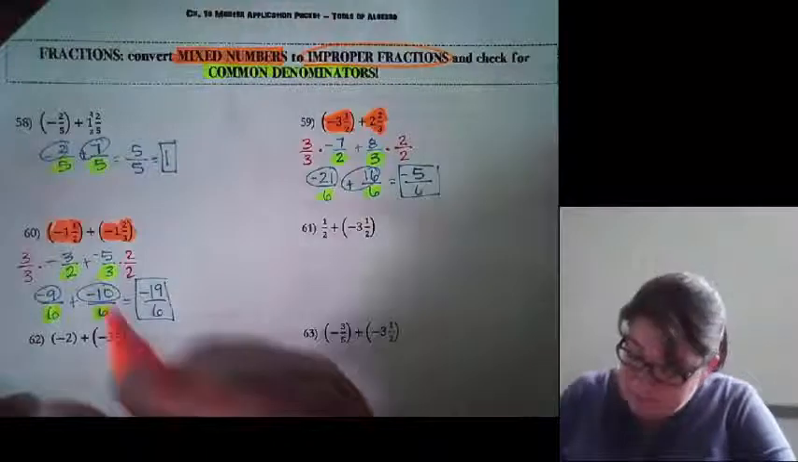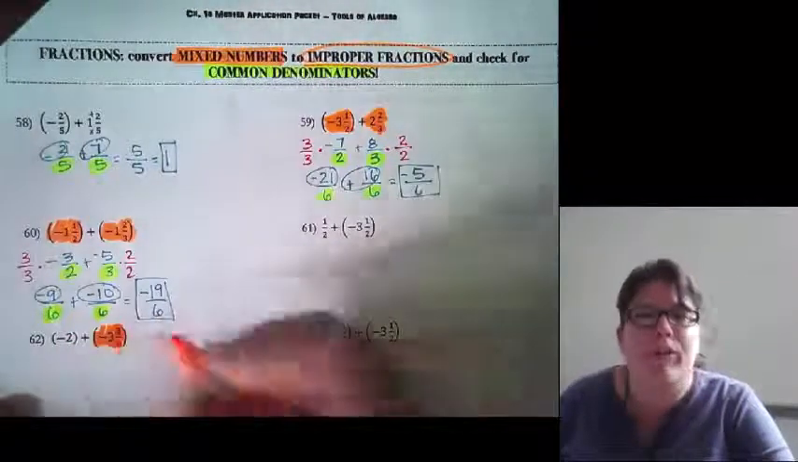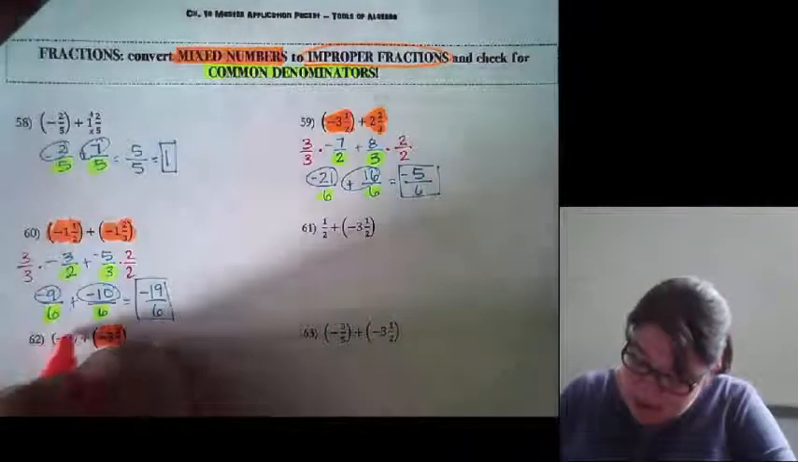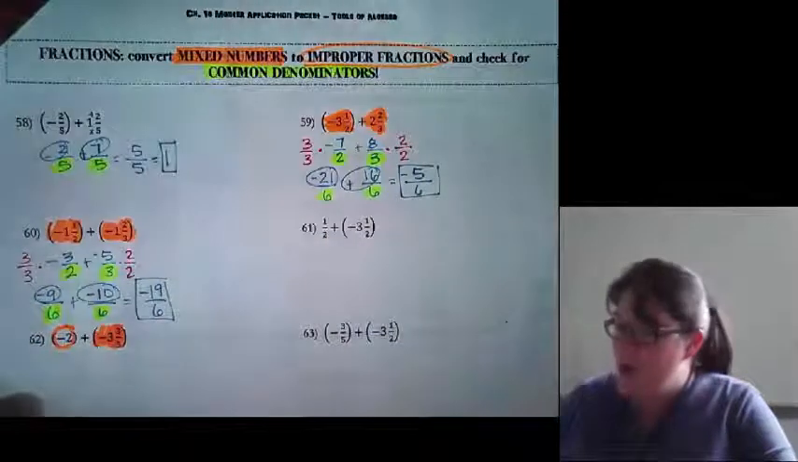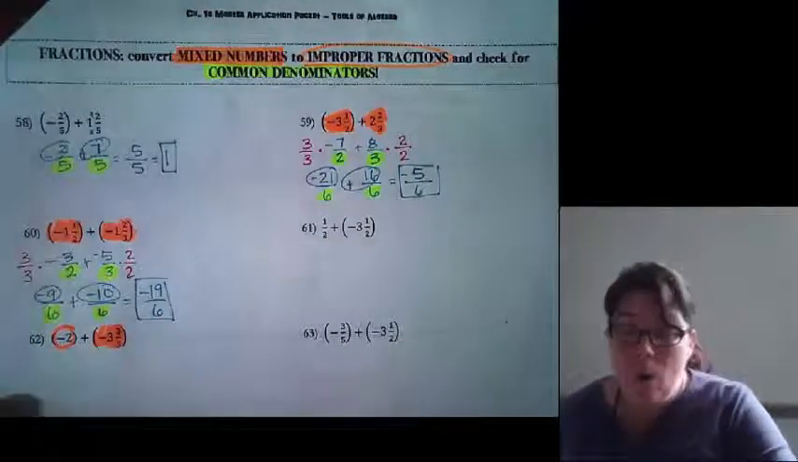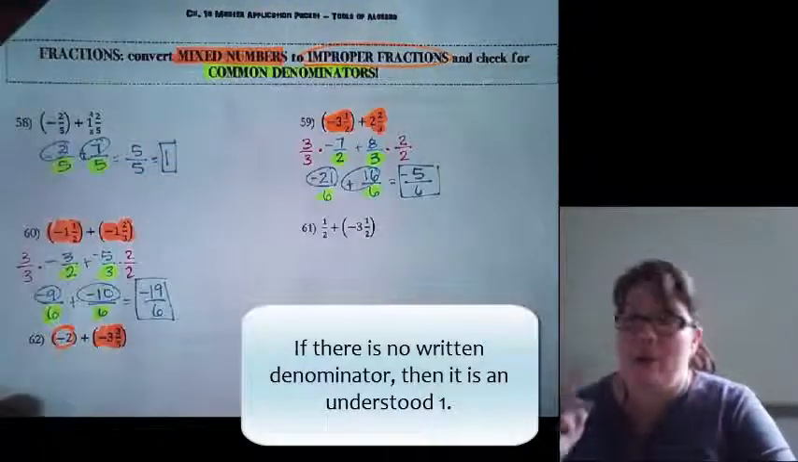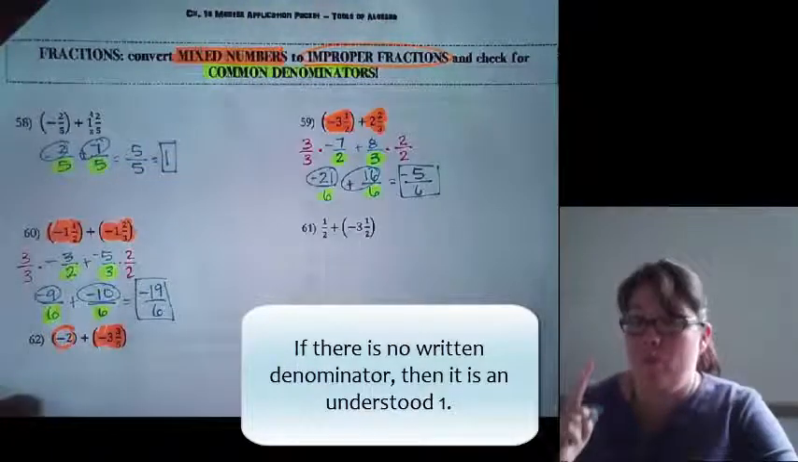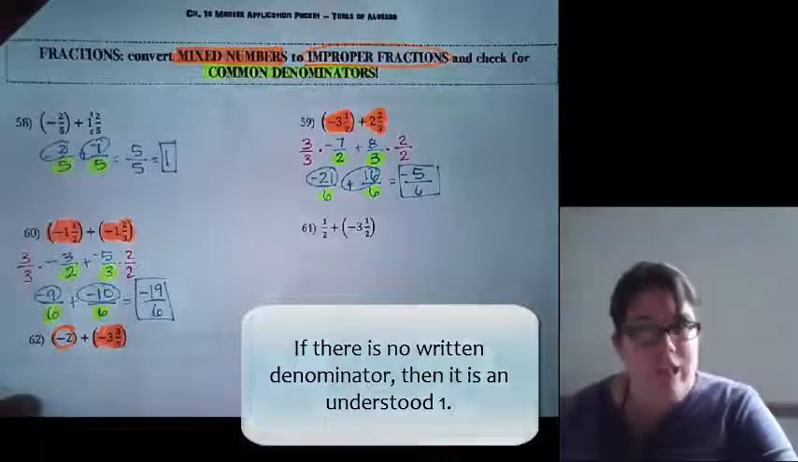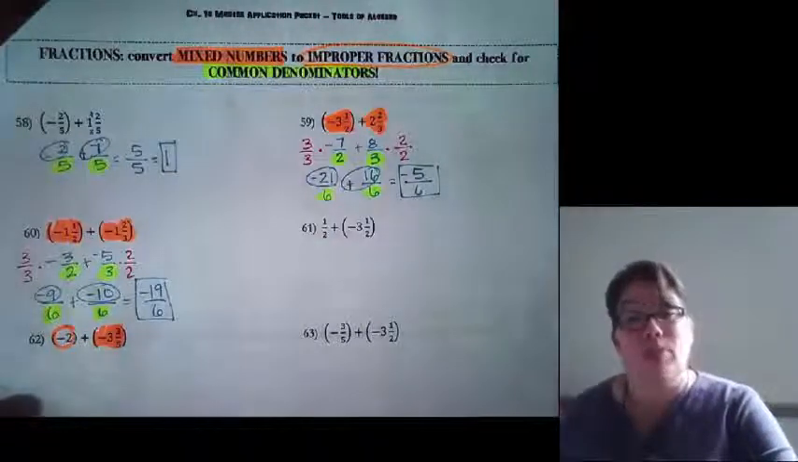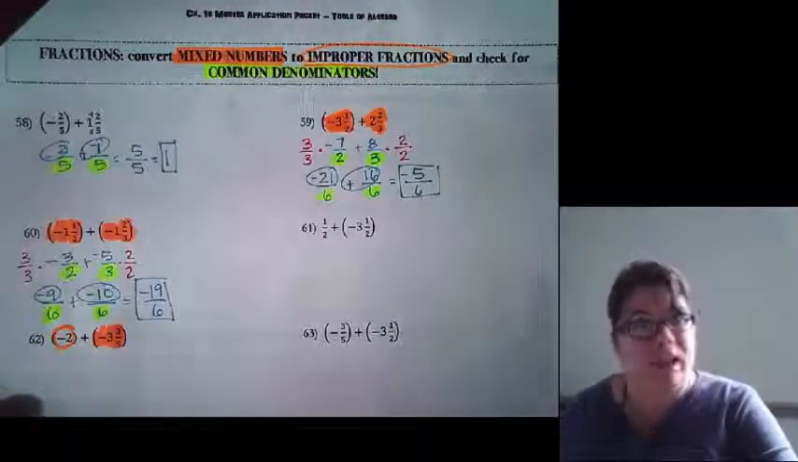Let's take a look at number 62, because this one doesn't look like it has a fraction, but it actually does. Here we have a mixed number, and we'll convert that in just a minute. But I want to look at this negative 2. Remember, anytime you have a whole number, you can turn it into a fraction by dividing by 1. Make the denominator 1, because it doesn't change the number itself, it just changes the format so that we can use it in a different context.